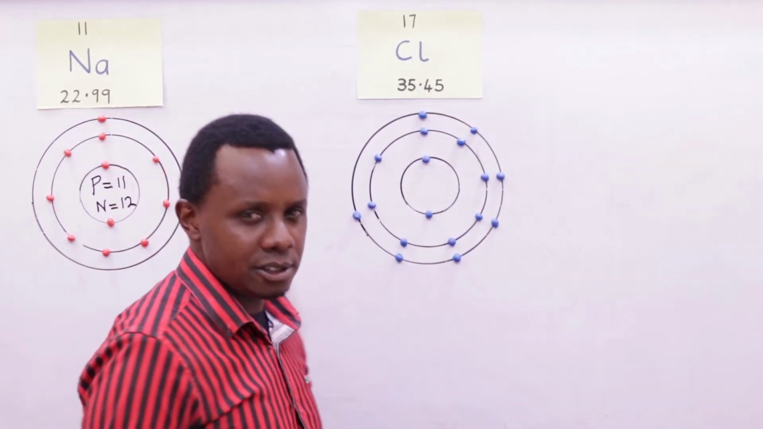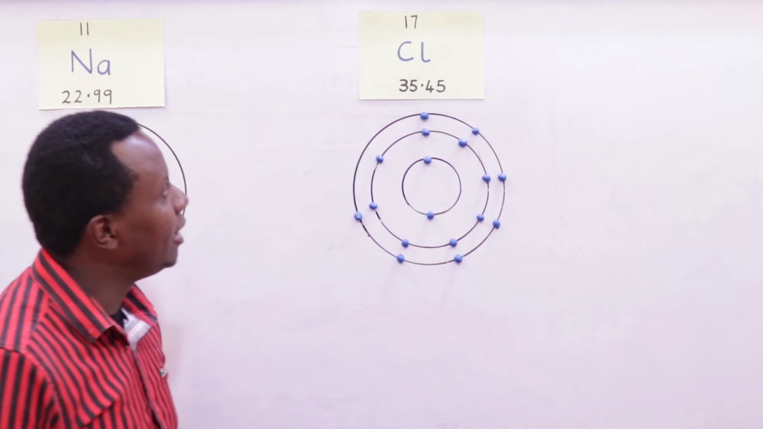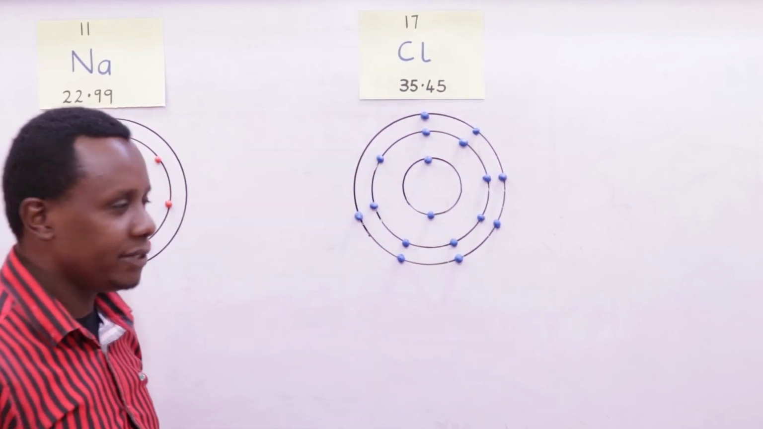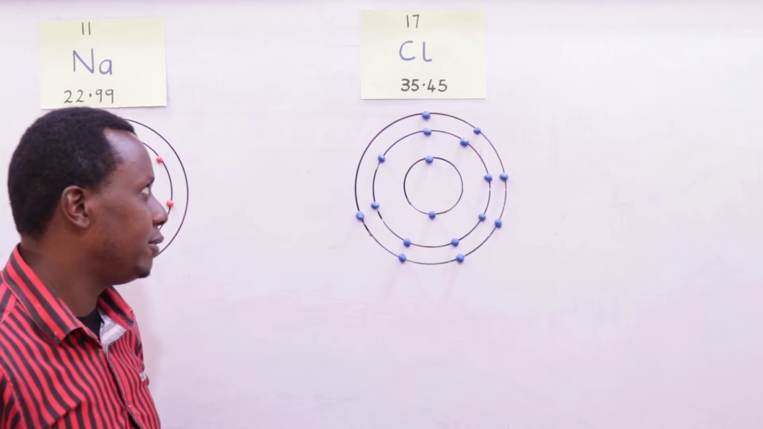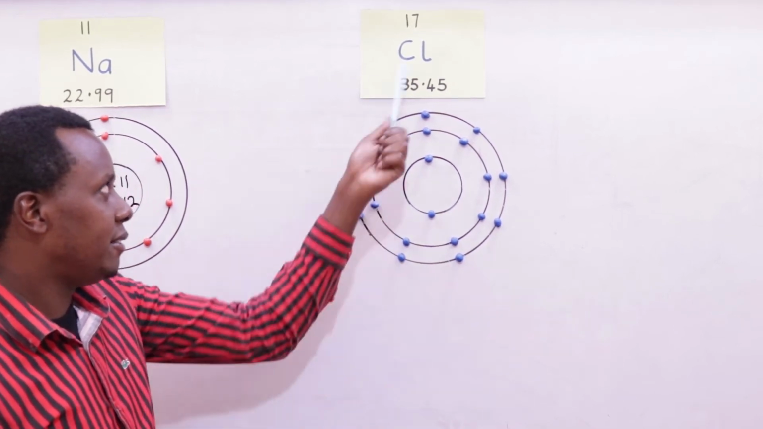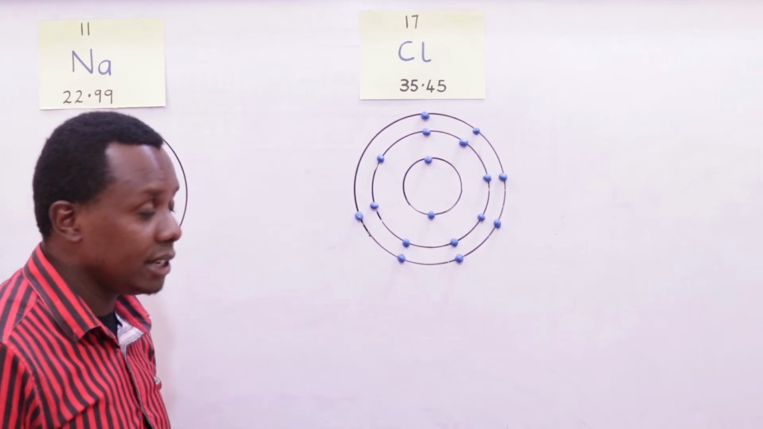Finding the number of neutrons in chlorine is done the same way. Now, if you look at chlorine, we have an atomic number of 17. Then we have the mass number, 35.45. That means you have 17 protons, and you also have 17 electrons.